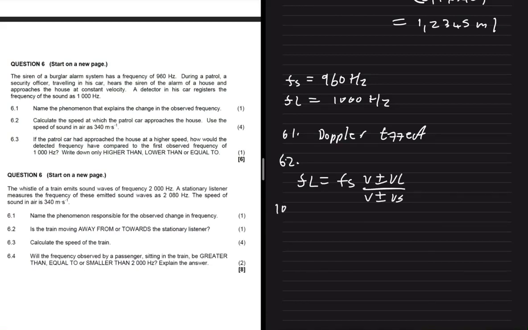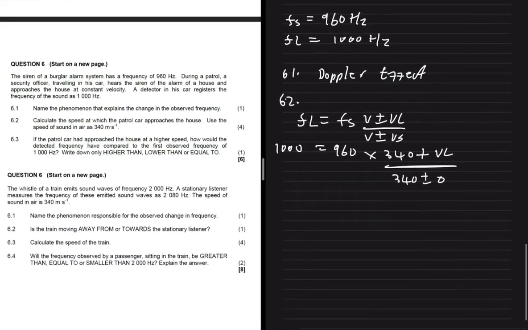FL is 1000, we're given that. FS is 960 Hz, we're given that. And then V is 340. It says we're supposed to calculate the speed at which the car is approaching. So now it's the velocity of the observer that we're supposed to calculate. If it's approaching, then on the numerator we have a plus, right? Plus VL. If it was moving away, then we'd have minus. On the denominator we have 340. The sound source is stationary, so plus or minus 0 doesn't matter.